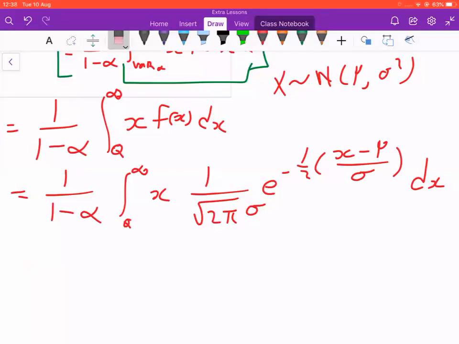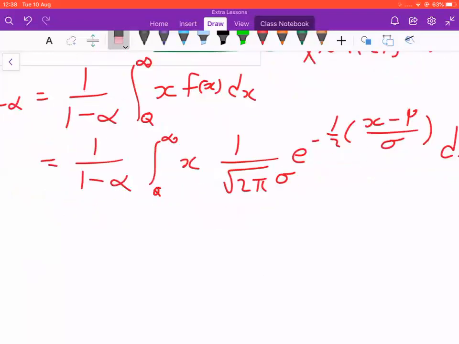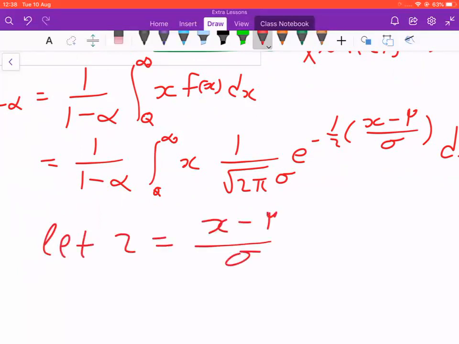Okay, after we have finished here, again, we try to simplify this thing. So we can say that let z be equal to x minus mu over sigma, right? So if this is the case, then you simply substitute.